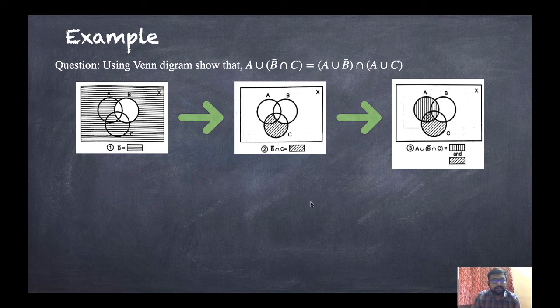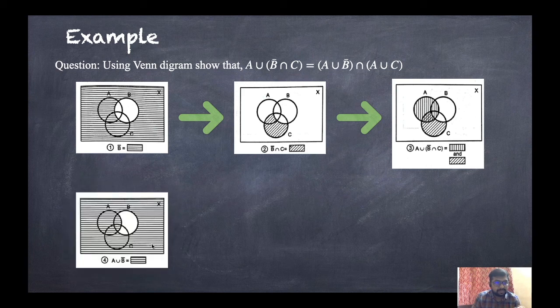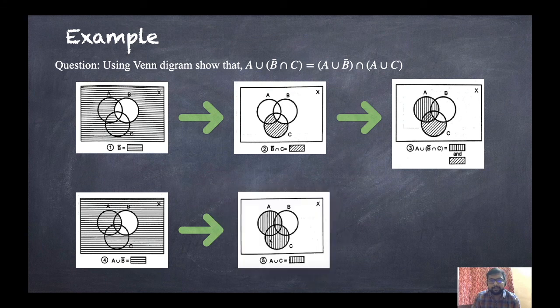For the right hand side, we will first calculate A union B bar, second A union C, and then their intersection. We have already drawn B bar, so now A union B bar. Here the shaded part is B bar, and we want to union it with A. The whole of B bar is there, and with A, that means this portion. So this portion is A union B bar. Next, A union C is very easy. This is A and this is C, so it will be A union C.